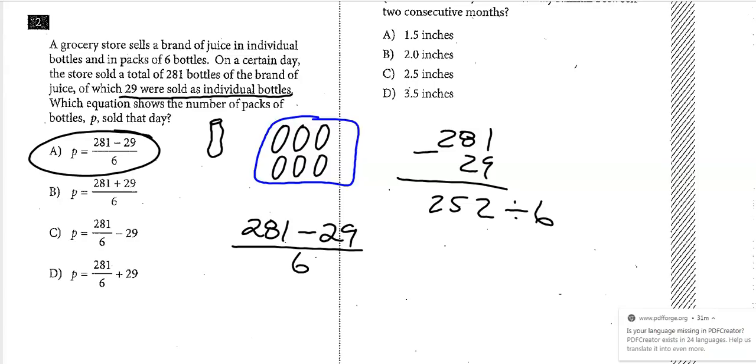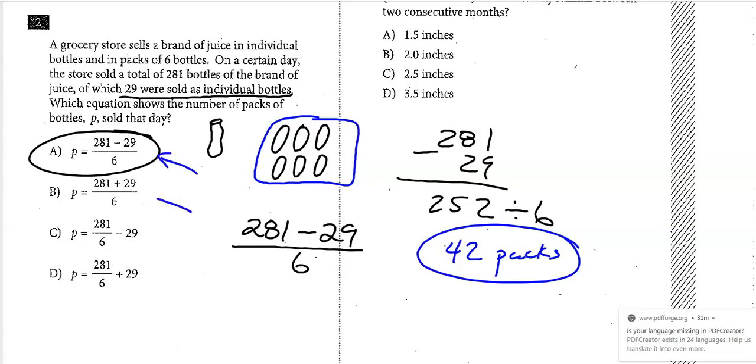Now I could actually verify it. 252 divided by 6. So 6 goes in there. It looks like 42 packs. So even if I could just get to the answer of 42 packs, I could go over here and test every single one of these and make sure which one gives me the answer of 42, which should be A. The other ones won't give you the correct answer of 42.